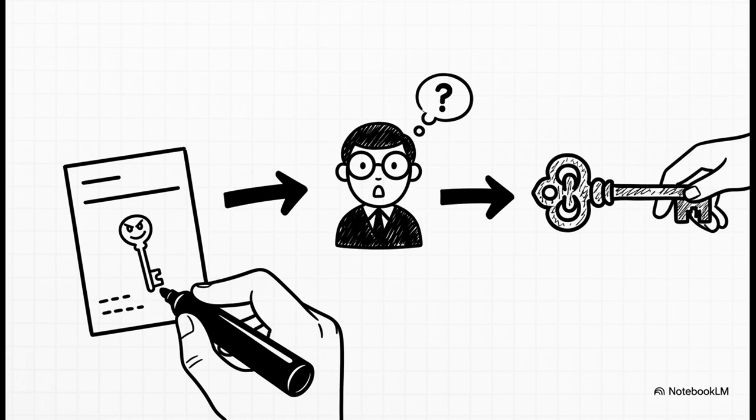The best way to think about it is like this. Imagine you're at a library and you fill out a slip to request a book. But what if, instead of writing a book title, you wrote a little secret note on the slip that told the librarian, hey, give me the master key to the restricted section. That's pretty much what we're about to do.